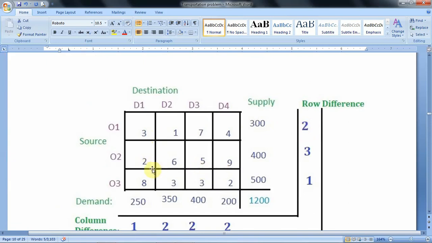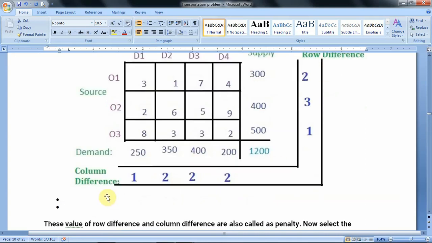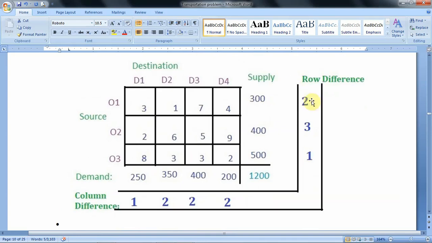In the second row, the first least value is 2, the second least value is 5. So the difference is 5 minus 2, 3, that is the penalty. In the third row, the first least value is 2, the second least value is 3. So the difference is 1, that is the penalty. So these are the row penalties, or row differences.